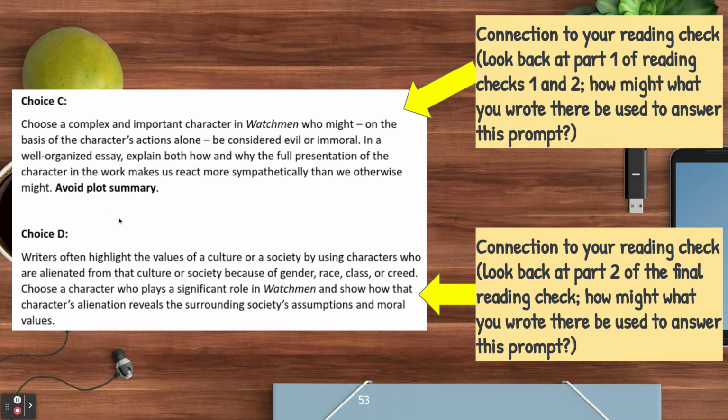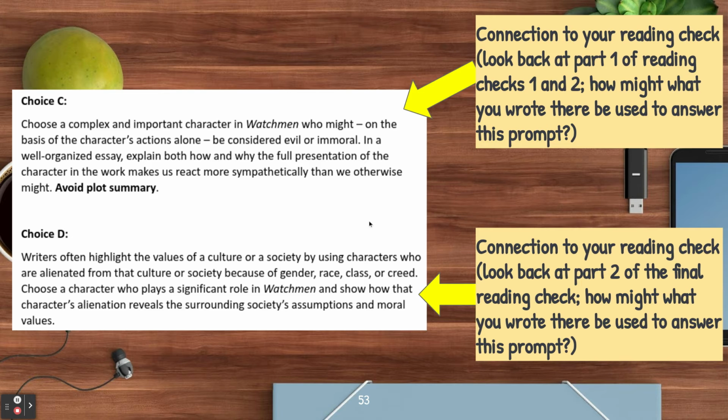Again, avoid plot summary. There's a strong connection here to what you wrote in part 1 of your reading checks 1 and 2, right? The key thing here is to make sure that you are focusing on how what they do, other people think of them as a villain, but in essence, when you look at their whole person, when you know everything about them, the reader is maybe more sympathetic towards that character and doesn't necessarily see them as, let's say, a 100% villain. Make sure you answer both questions, right? How and why. Maybe 1 body paragraph for how, 1 body paragraph for why.